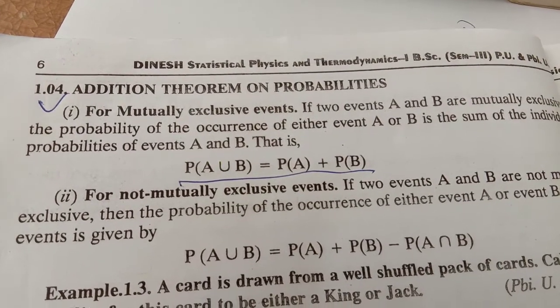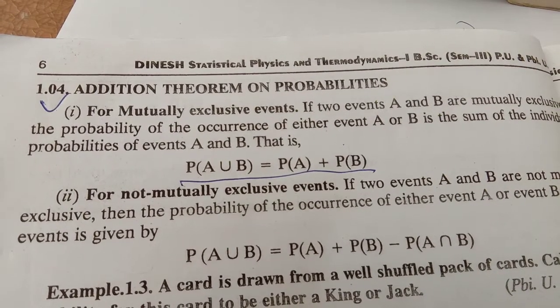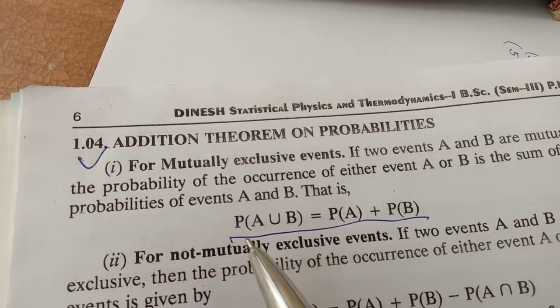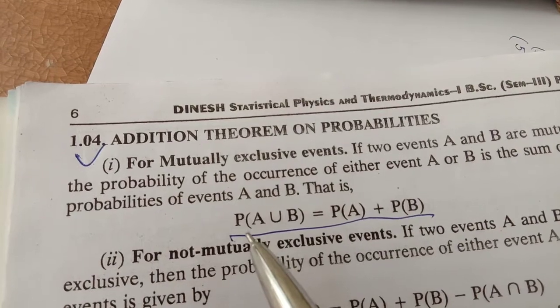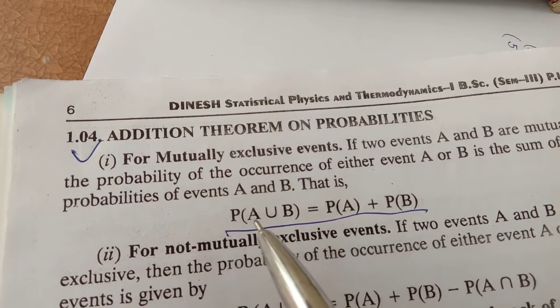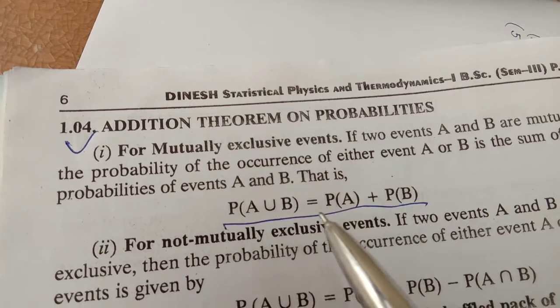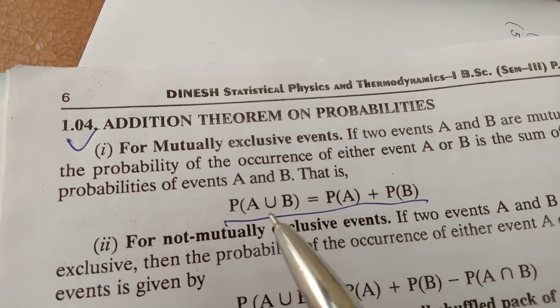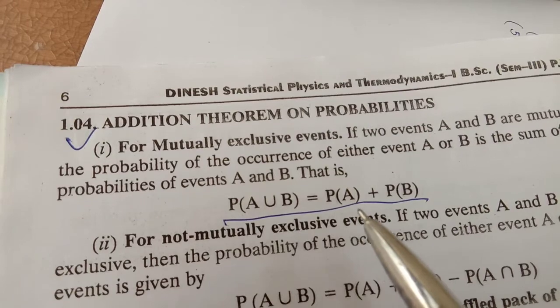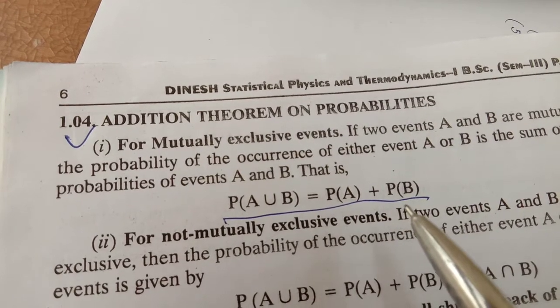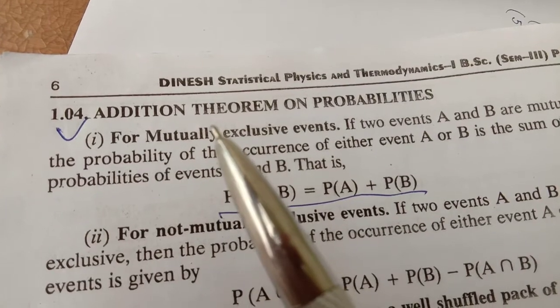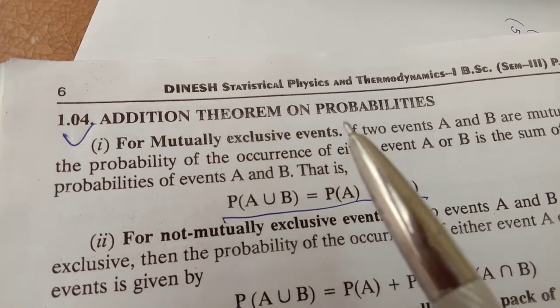That is, the probability of occurrence of either event. Mutually exclusive is clear: if one happens, the other doesn't happen. The probability of two mutually exclusive events is equal to the probability of the first event plus the probability of the second event. It is called the addition theorem on probability.